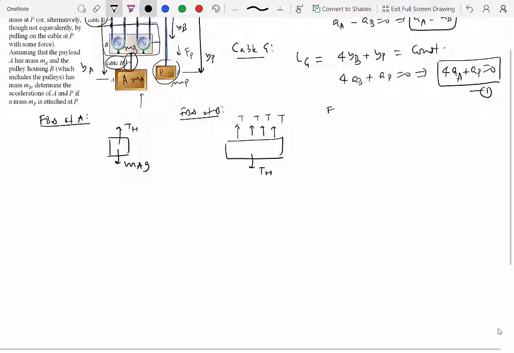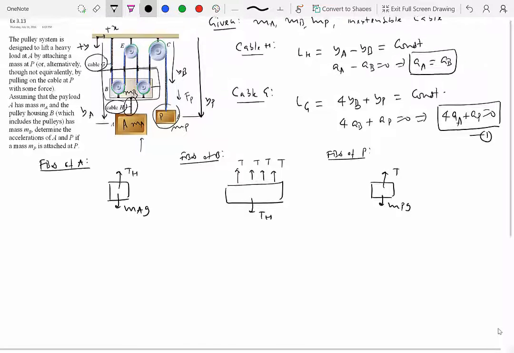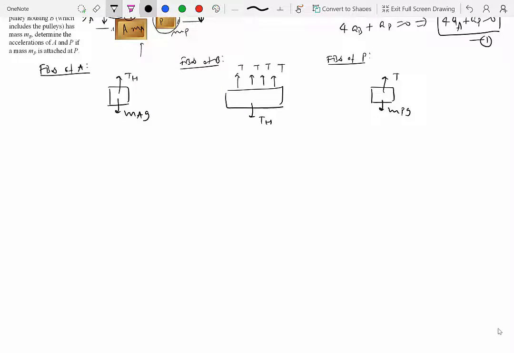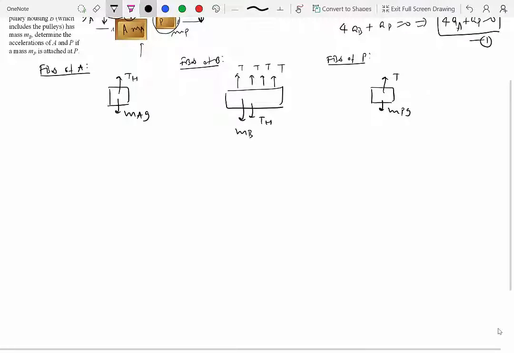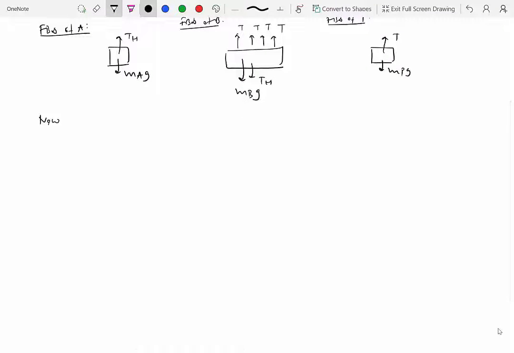Okay, free body diagram of P. MPG, and then we have the tension T, right? Okay, so once we have this, oh, I forgot the weight of B, so MBG here as well. We can apply Newton's second law on each of these. So even though this is really a system of particles problem, I'm not really treating it as a complete system. I'm doing this analysis particle by particle.